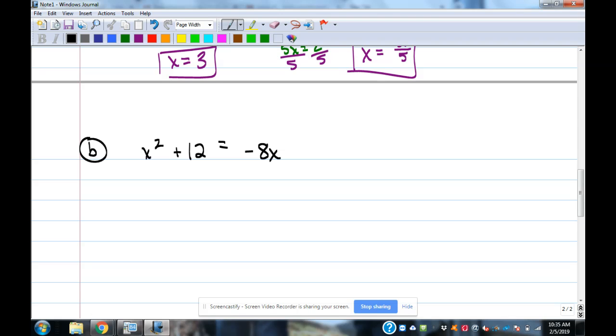What do we do first? Move the 8x. Technically, could I move the x squared and the 12? I could. It'd be a lot more work, though. It'd be doing two things instead of just one, right? So it doesn't matter which side you get the 0 on. Just go to the easiest route. And a lot of times the easiest route includes keeping that x squared term positive. If you can keep the x squared term positive or make it positive, then it is much easier to do your factoring.